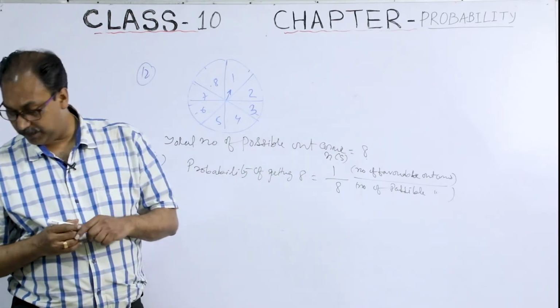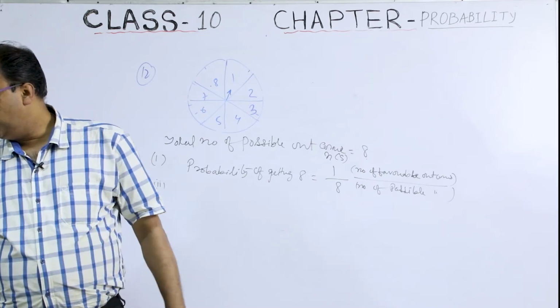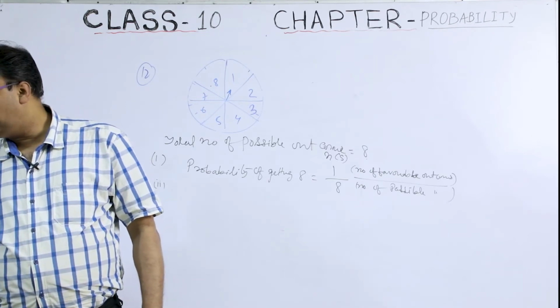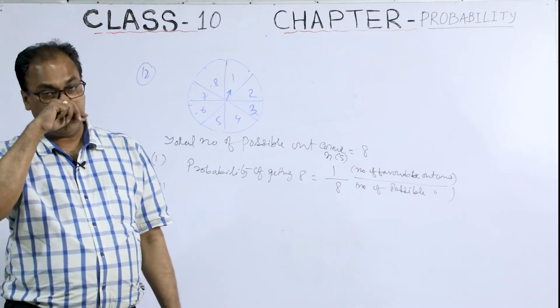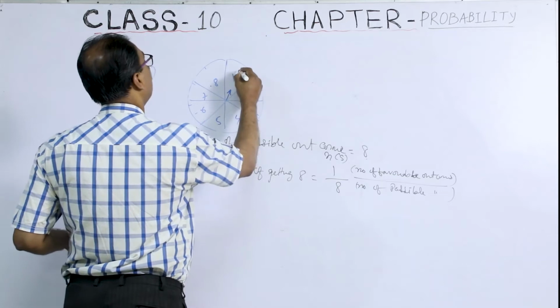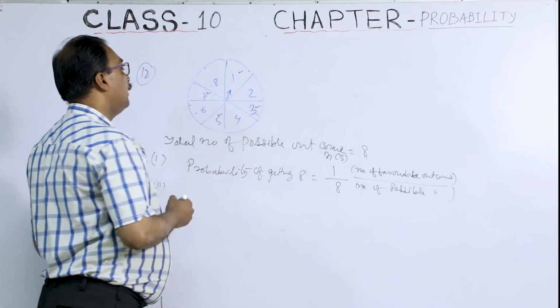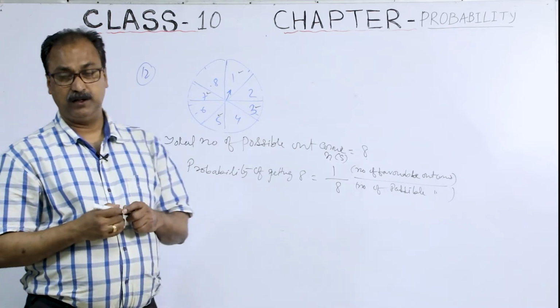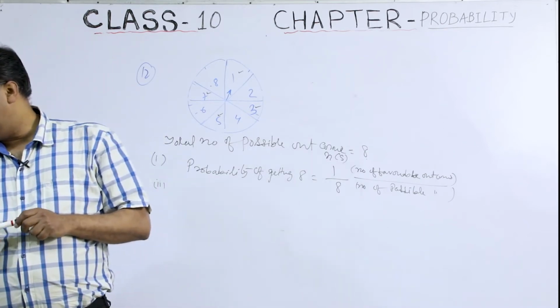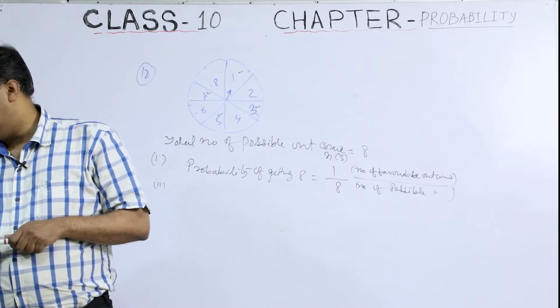What is the question given? The question given in subdivision 2 is an odd number. So the total number of odd numbers will be your favorable outcomes. How many odd numbers do you have? Count it. The odd numbers are 1, 3, 5, 7. These are ticked as the odd numbers. So we can write directly the total number of odd numbers on the spinner is 4.